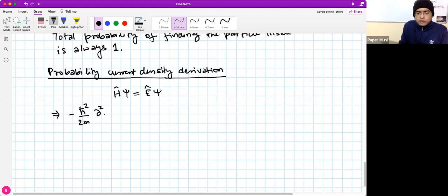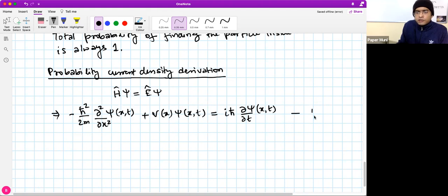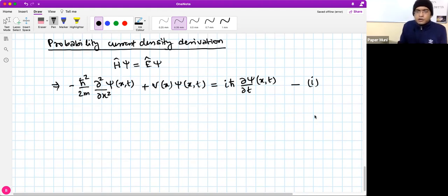So let's write down the Hamiltonian. This one is psi(x,t) plus V(x). Now H psi(x,t) is equal to i h cross dou psi by dou t, this is for x,t, and say this is equation one. Just wrote down the Schrodinger equation using the complete wave function.